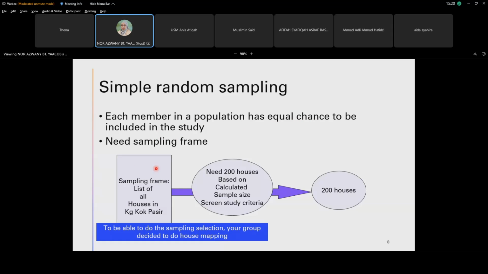So you have the sampling frame. You have all the list of the houses. Because previously, if you go to the kampung on first residency, then you will have to do numbering of the houses. So you have house number one, number two, and so on. Then from that you want to select 200 houses. So this is the sampling frame. The method is the sampling method. And this is your study population.